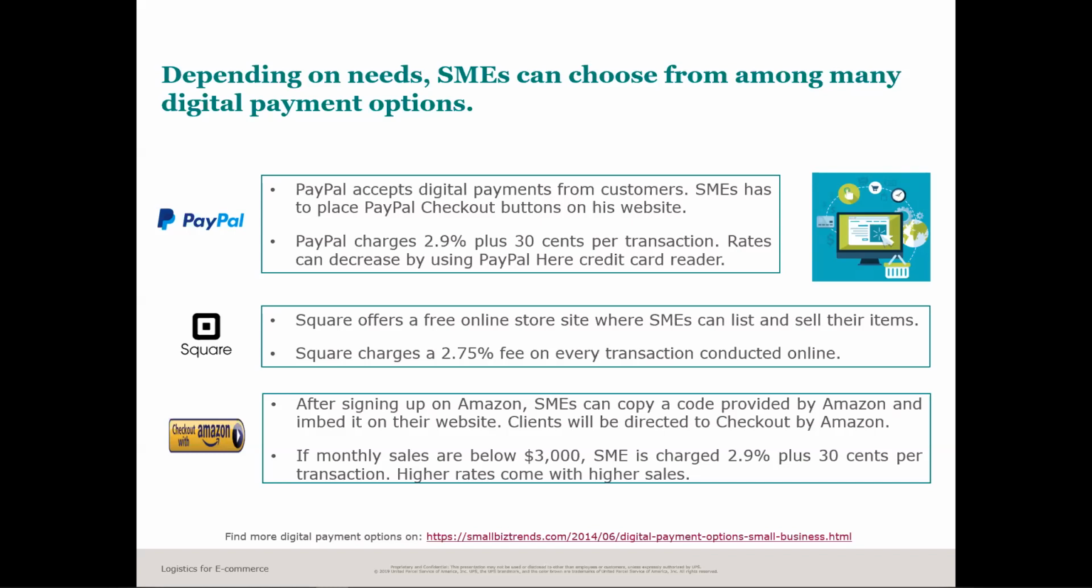The other option that you can have, for example, is the checkout with Amazon. After signing up for a free Amazon account, you'll be able to create and copy and paste codes that you place on your website, and you'll be able to create this Amazon account. When your site's visitors want to purchase an item there, they'll be directed to complete the transaction through a checkout by Amazon. For any monthly sales below $3,000 using checkout by Amazon, you will be charged 2.9%, plus an additional 30 cents per transaction, and rates will drop as your sales increase.